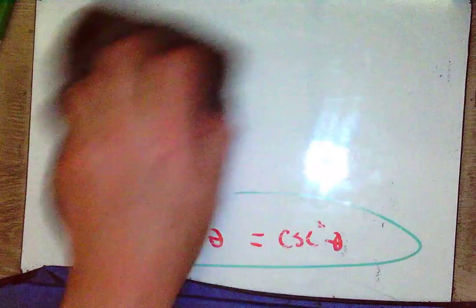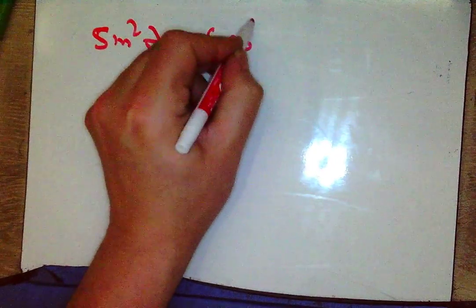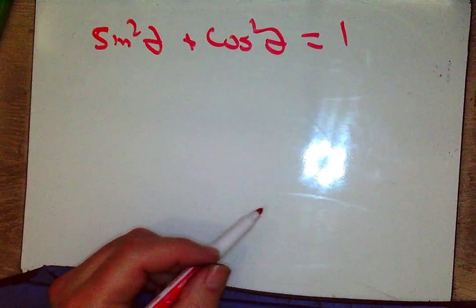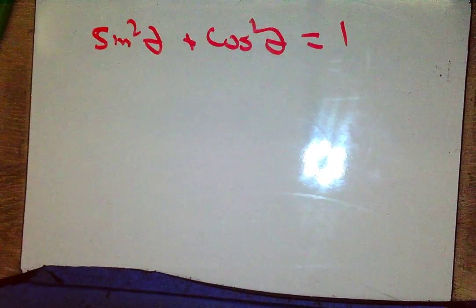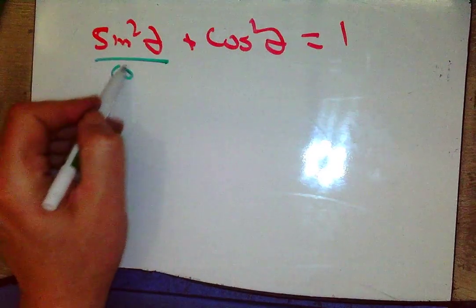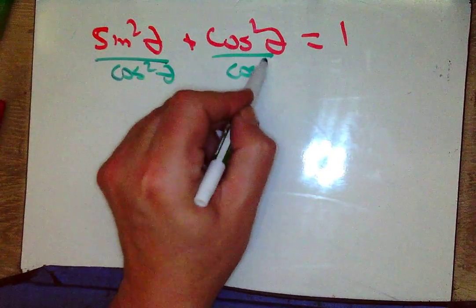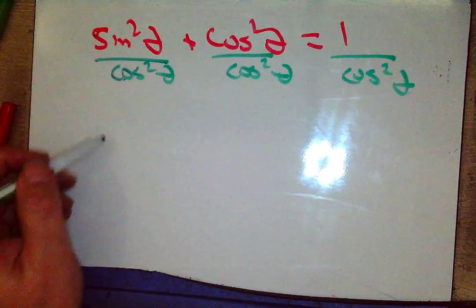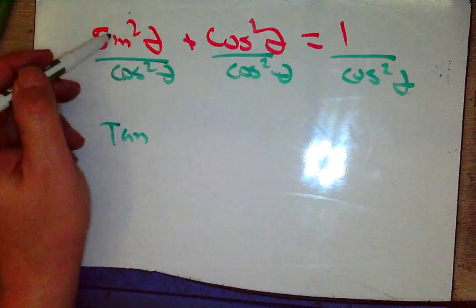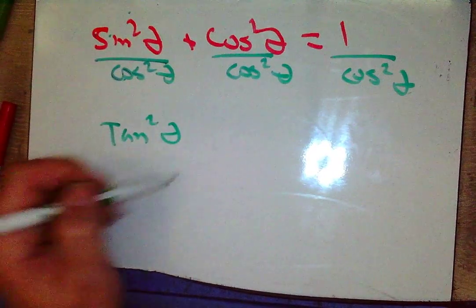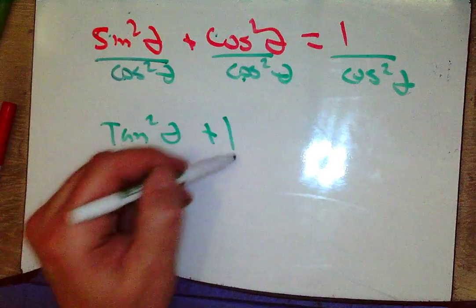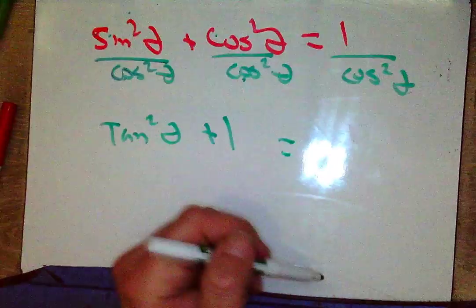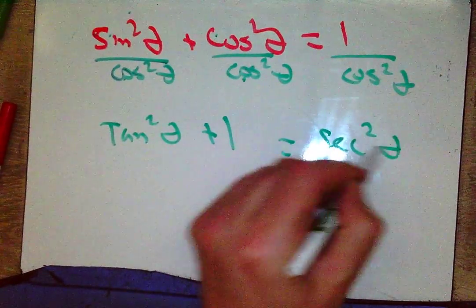And finally, what if we were looking at our unit circle? Sine squared plus cosine squared equals 1. And instead of dividing everywhere by sine squared, we divide everywhere by cosine squared. Sine over cosine, tangent. Ooh, sine squared over cosine squared, tangent squared. Cosine squared divided by cosine squared, that's 1. And 1 over cosine squared is secant squared.